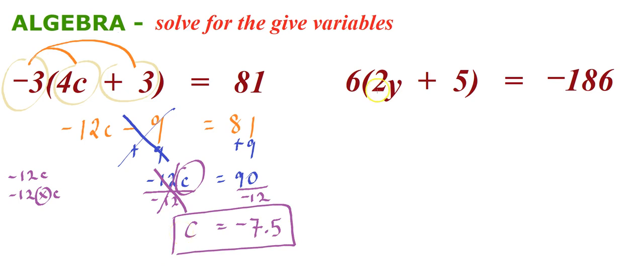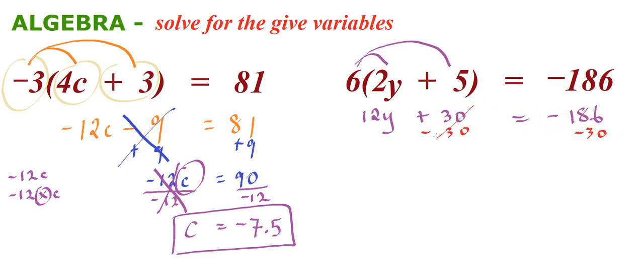Okay, so on this side here, we've got 6 times 2y, which is 12y. And we've got 6 times positive 5, so that's positive 30. And on the other side, we have minus 186. Okay, let's keep going. We can subtract the 30, so let's subtract the 30. So this leaves us on the left-hand side with 12y. And on the right-hand side, we're going to be left with minus 216.